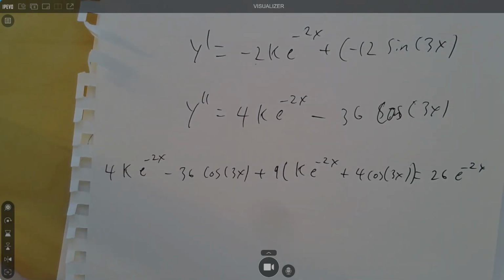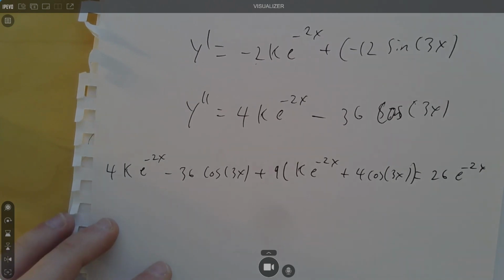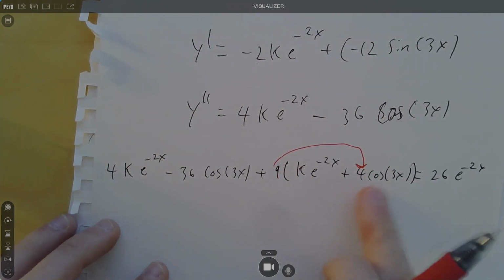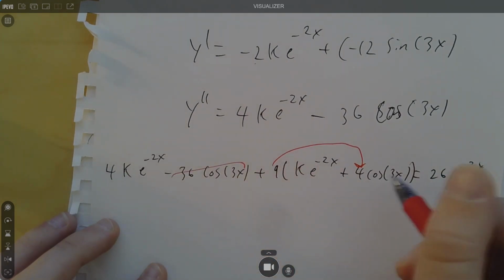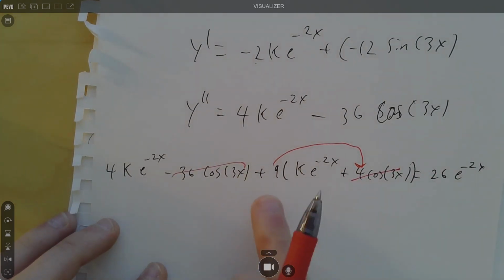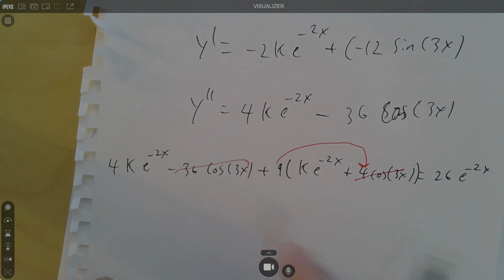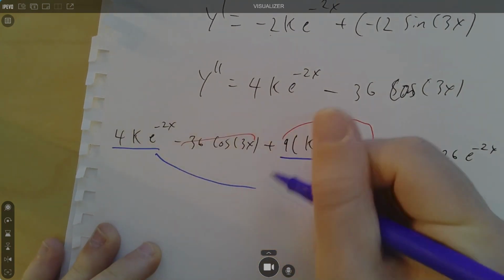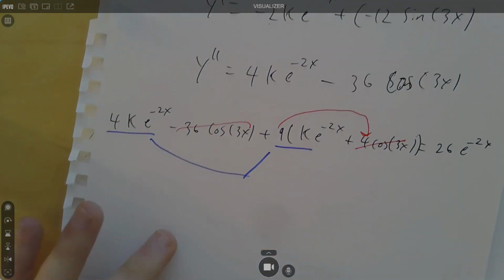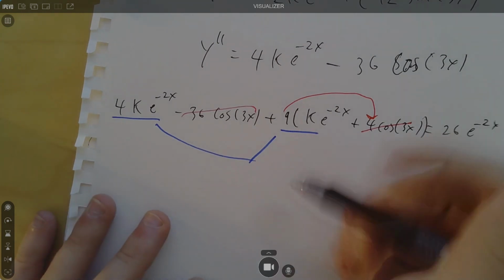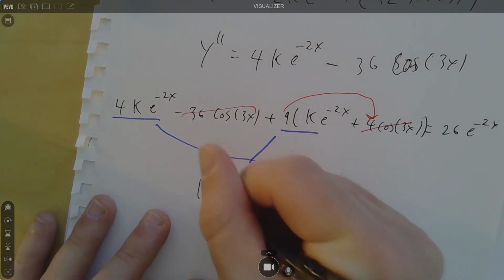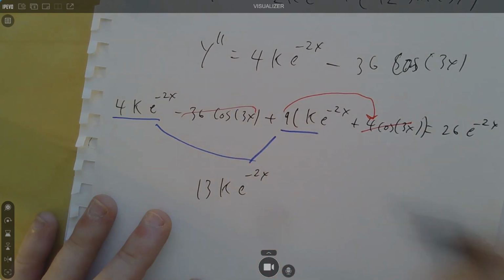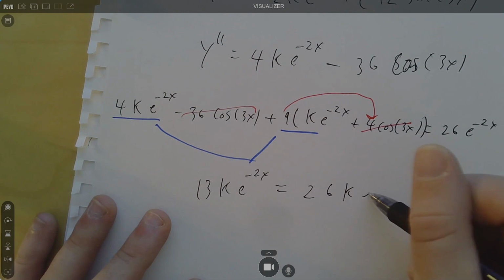Okay. I know this looks kind of bad, but it's not as bad as it looks. I see something that's going to happen here. This 9 times the 4 is going to make that a 36, so we can cancel that out and cancel that out there. And then with the 9 on this, that is going to go together. So we are going to get 13 with these two together. Sorry, 13k e to the negative 2x equals 26k e to the negative 2x.